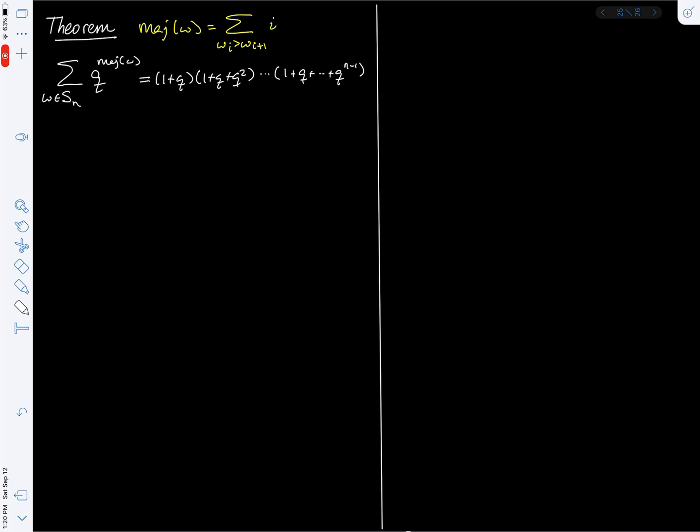So this time we're going to prove this formula of MacMahon's. Again, we have the major index, which is this permutation statistic that adds up the positions of the descents. That's kind of a bizarre notion, but it has this beautiful formula giving us the classic q-analog of n factorial. So this is our aim to prove today.